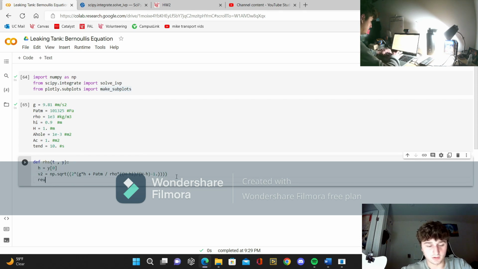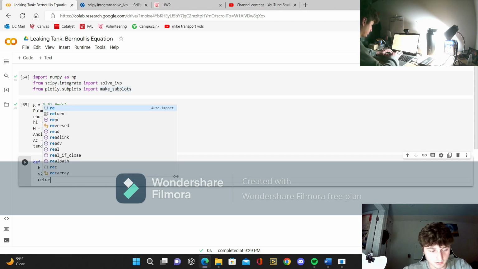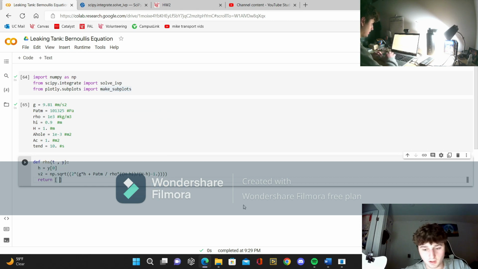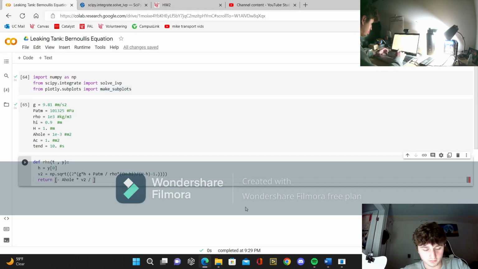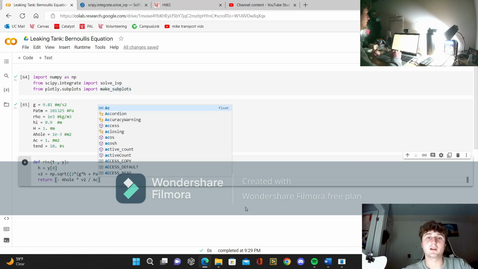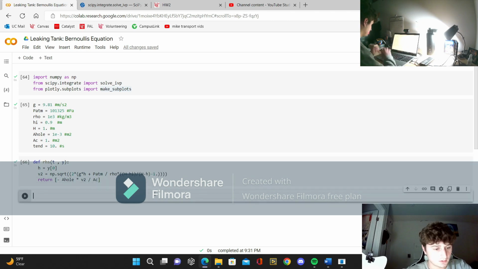So now we need to return an array, if I can spell return correctly. I seemed to mess this up last time, so it's going to be negative, I believe, A hole multiplied by v2, divided by AC, which is the cross-sectional area of our entire tank. And A hole is the cross-sectional area of our hole. If we hit Shift Enter, should be all good.